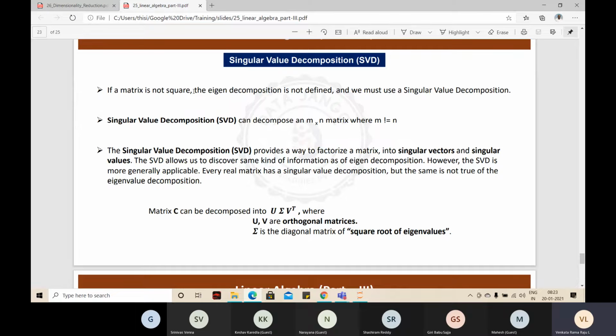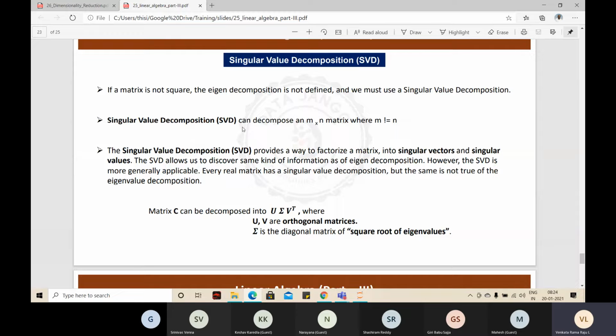If a matrix is not a square matrix, the eigen decomposition is not defined, and we must use singular value decomposition. No, this statement is wrong. I got it from the theoretical books, but the statement is wrong. We are doing the same thing. Singular value decomposition is not doing something big. It is actually doing eigenvalue decomposition only. In a way they are trying to trick. Just remember whatever I said, and I'll show you why my statement is right.